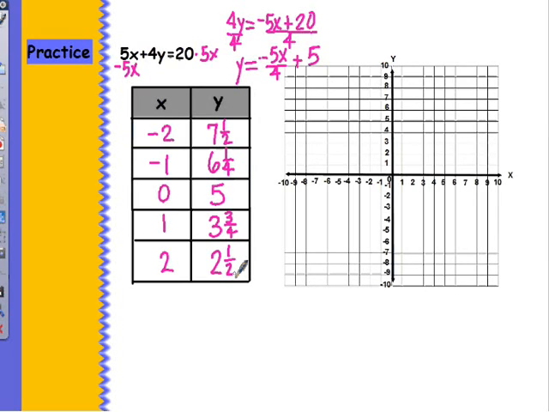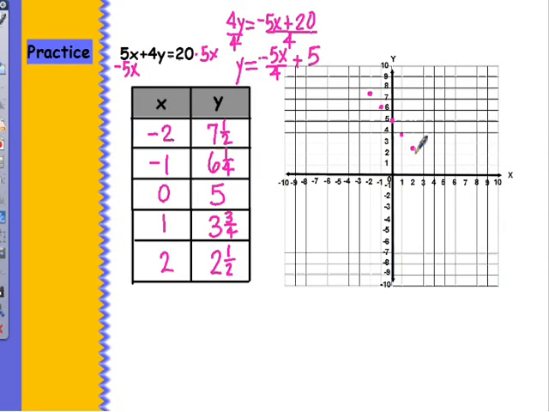And this time, I already have a graph set up for me, although it's really hard to see all of the lines. But I'm going to do my best because I don't really want to make another one. So negative 2, 7.5, looks like right here. Negative 1, 6.25. 0, 5. 1, 3 3/4. 2, 2.5. And that looks like they're in a straight line.